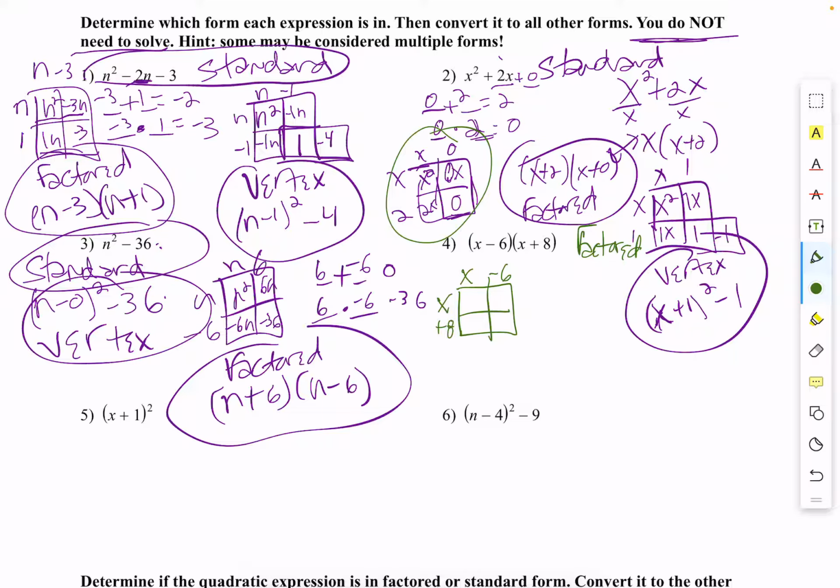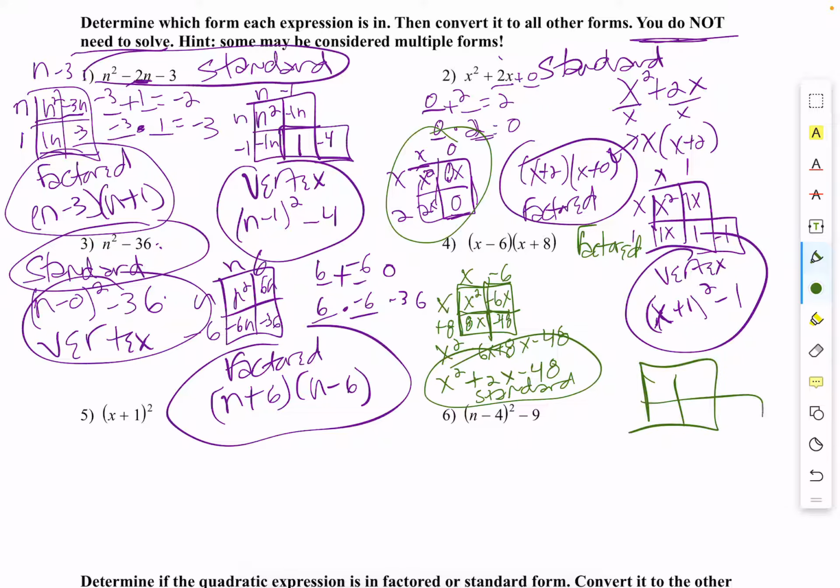Then I'm gonna find the area of the box. So x times x, x squared, x times negative 6, 8 times x, 8 times negative 6, and then I'm going to add up all my pieces and combine any like terms. So there's my standard form. And then I can do my extra box to get my vertex form. So there's my vertex form.